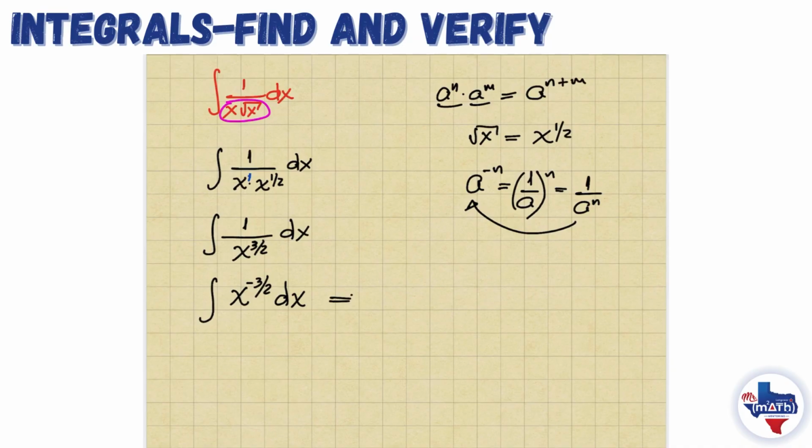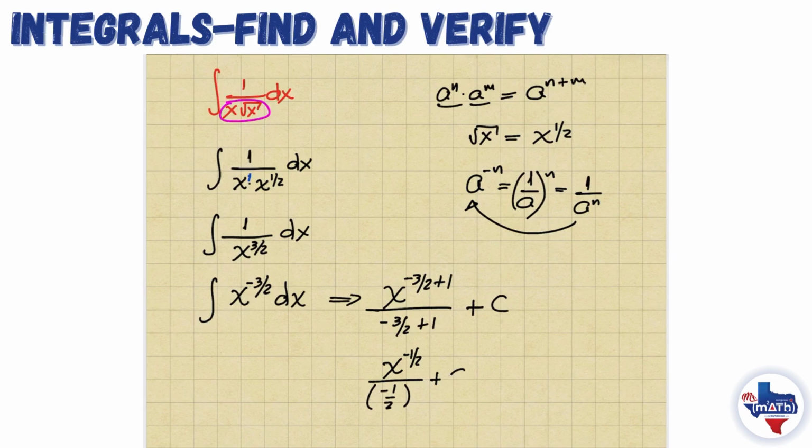Okay, we'll use the power rule for integration. This will be x to the negative 3/2. We add 1 and we divide by the same exponent, negative 3/2 plus 1, plus our constant of integration. Negative 3/2 plus 1 is negative 1/2. So we'll have x to the negative 1/2 divided by negative 1/2 plus our constant of integration.